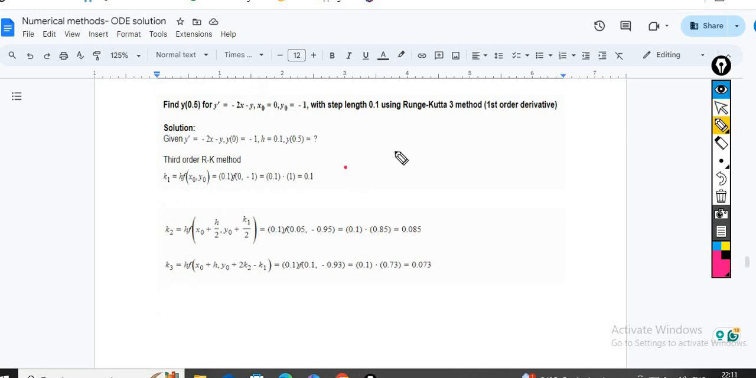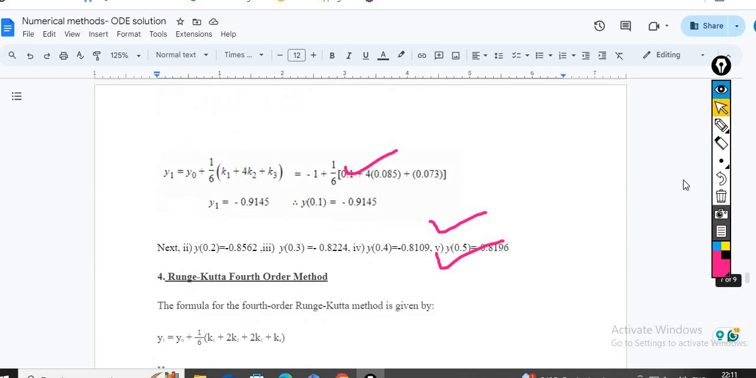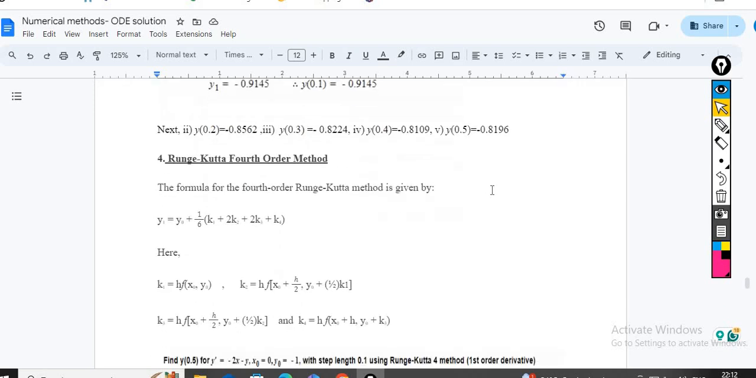What do you have to calculate? K1, K2, and K3. Now put this in the formula. Which formula? y1 equals y0 plus 1 by 6 of K1 plus 4 K2 plus K3. Put the values of K1, K2 and K3 and you can get y1. Then again you need to calculate y2, y3, y4 and y5. Now in this case h value is 0.1. Get that one. And that is the last method, which is known as the Runge-Kutta fourth order.